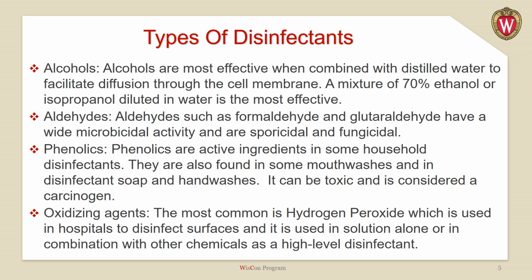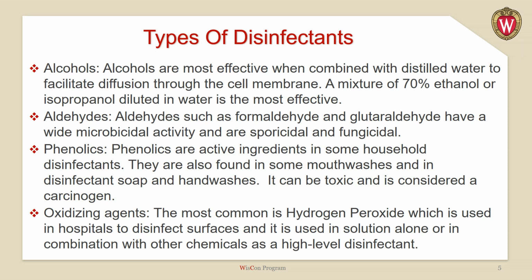Types of disinfectants. Alcohols. Alcohols are most effective when combined with distilled water to facilitate diffusion through the cell membrane. A mixture of 70% ethanol or isopropanol diluted in water is the most effective. Aldehydes. Aldehydes such as formaldehyde and glutaraldehyde have wide microbicidal activity and are sporicidal and fungicidal.